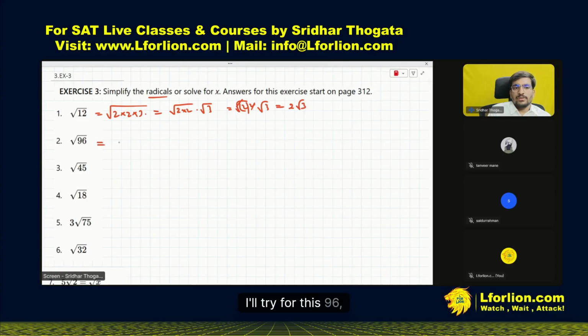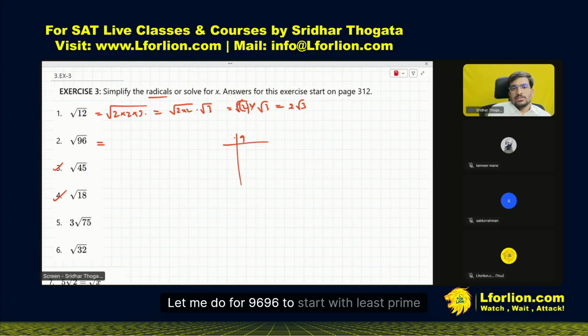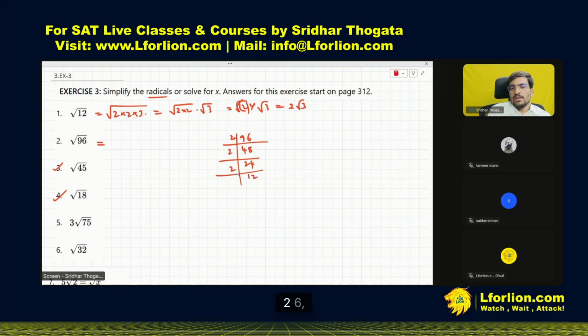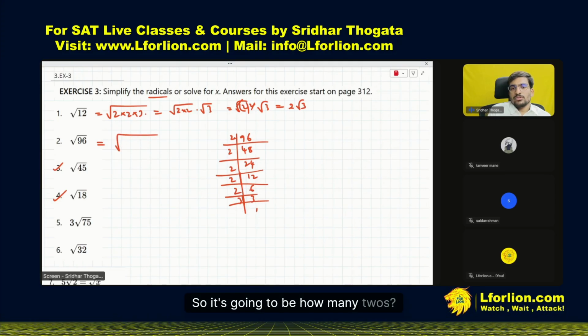I'll try for this 96. You try for 45, 18. Let me do 96. To start with the least prime number: 2, 48, 24, 12, 2, 6, 2, 3, 3, 1. So how many twos is it going to be? 5 twos and one 3. 2 2 2 2 2 3.